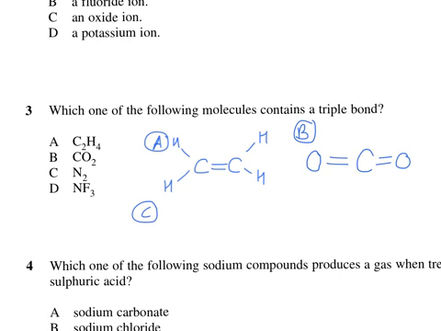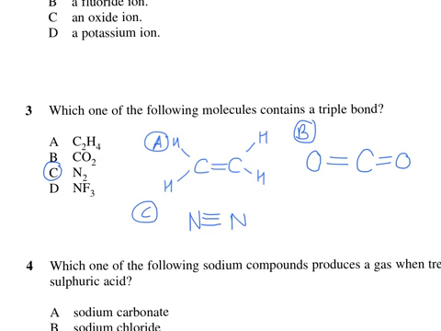Molecule C is nitrogen N2. So we've got 2 atoms of nitrogen, and we need to think about how they are bonded. Well, nitrogen likes to form 3 bonds, so its diatomic molecule exists as 2 nitrogen atoms that have a triple bond between them. So here we've got nitrogen has a triple bond, and so our answer is C.